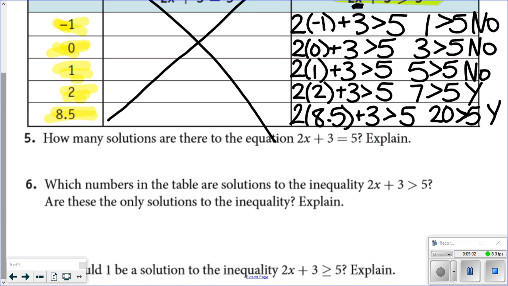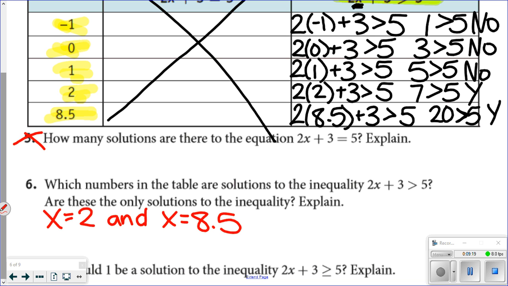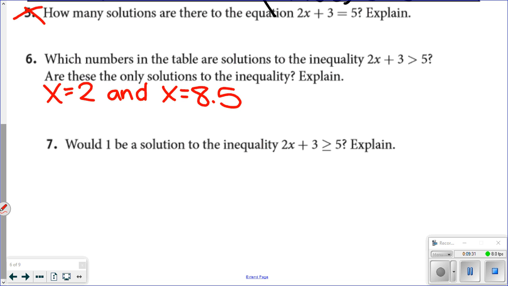So, question 6. Which numbers in the table are solutions to our inequality? Well, we got x equals 2 and x equals 8.5. Okay, so if you look at 1, when we plugged in 1, we got 5 is greater than 5, which was a no statement, but as soon as we plugged in 2, we got yes. So do you think that these are the only two solutions to the inequality, and explain?